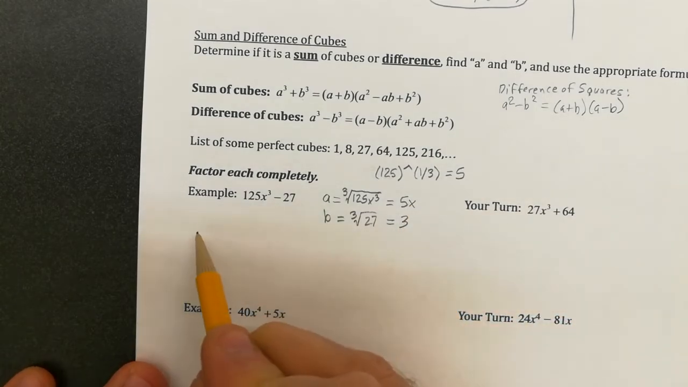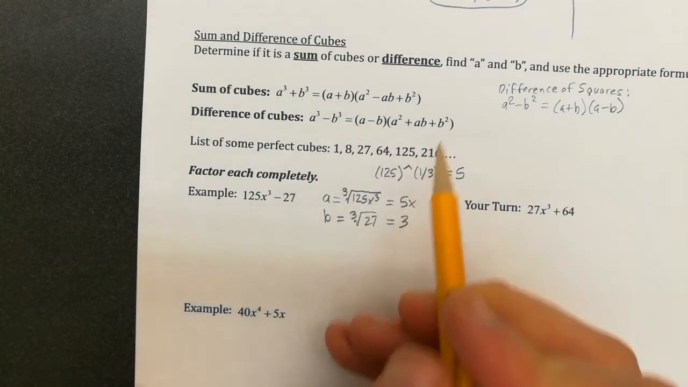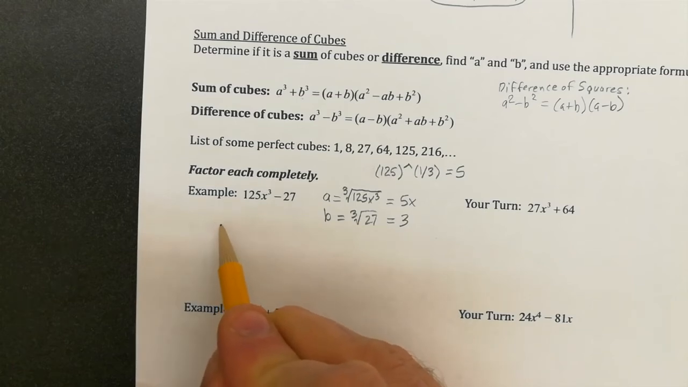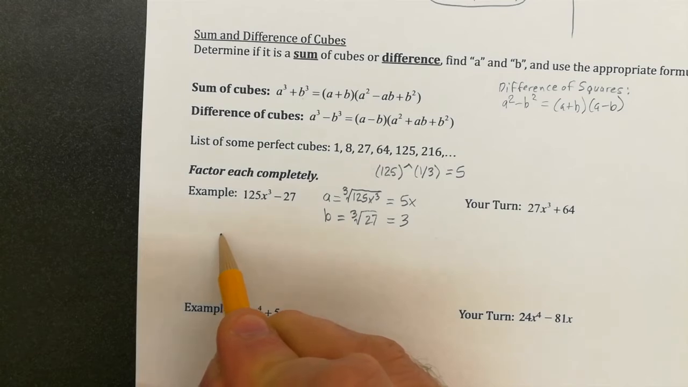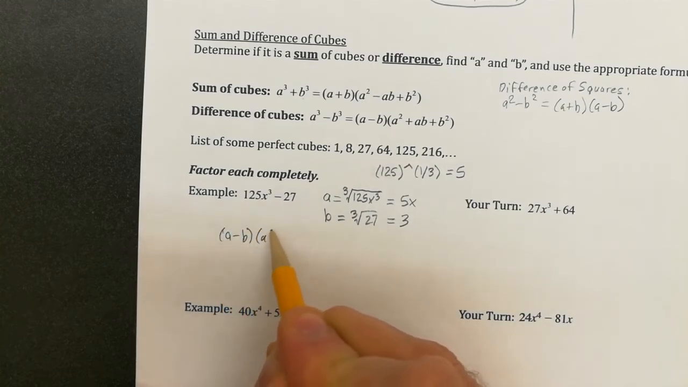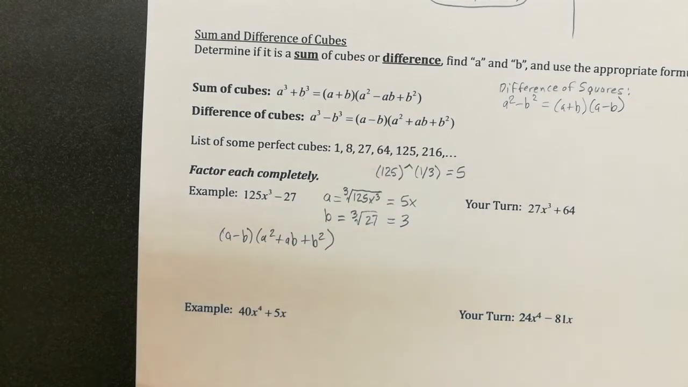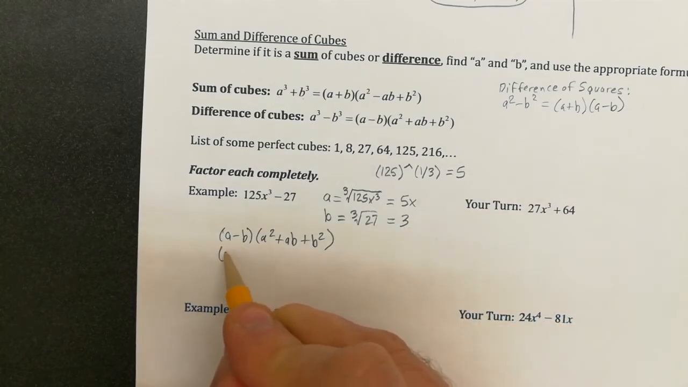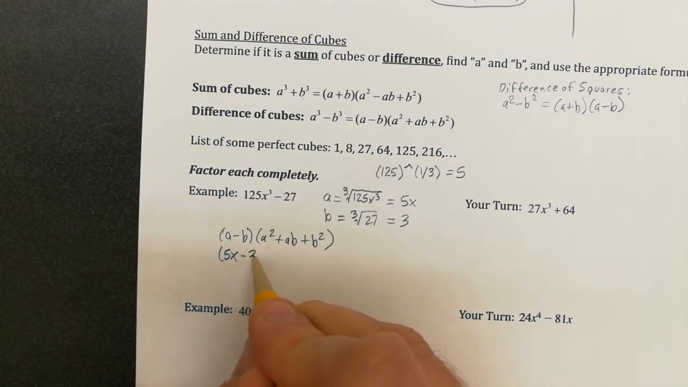And now we just plug this into, this was a difference of cubes, so we have to use that formula here. So let me write out the right-hand side of that formula. A minus B times A squared plus AB plus B squared. Now we just have to plug in my A and B. A is 5x, B is 3. So I'm going to have 5x, because that's what A is, and B is 3.